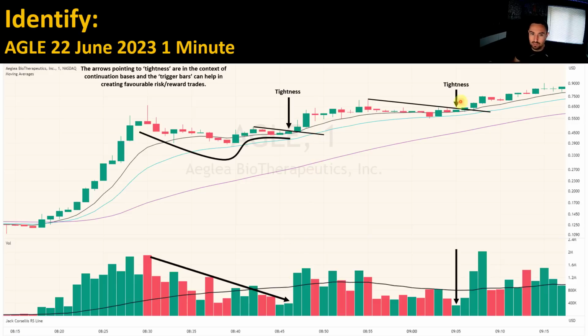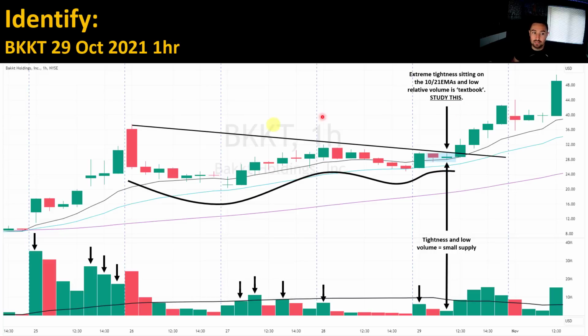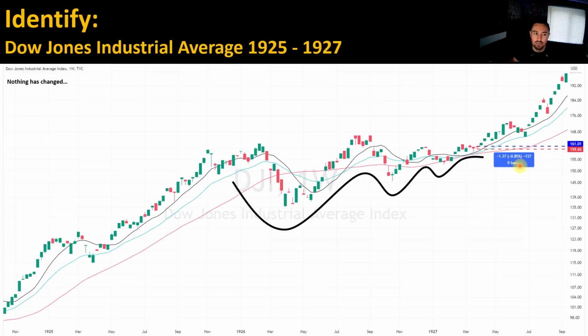Look how the volume dries up. Look at the trigger bars coming through. Exactly the same. BKKT, 1-hour chart, flag type pattern, VCP, whatever you want to call it. There's a trigger bar coming through. There's where the volume dries up. That's when the stock is ready to go, to my mind.